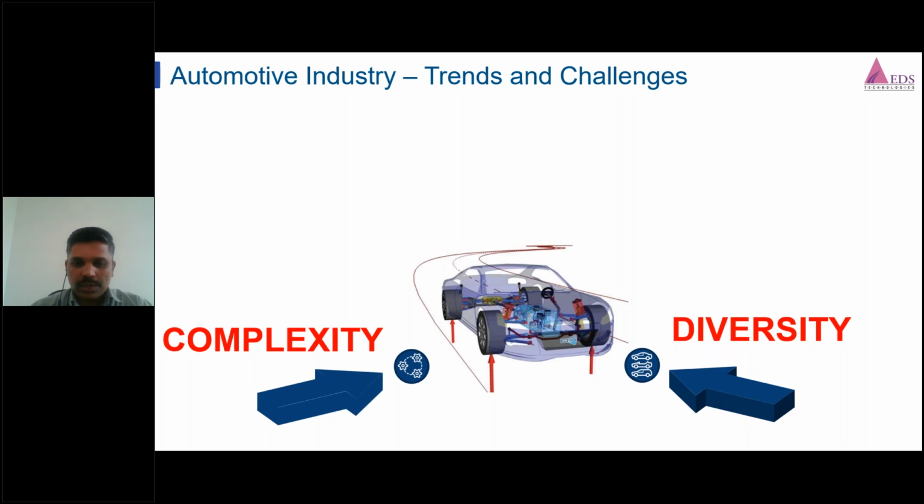Next is diversity. There is a huge and increasing amount of variants and potential different vehicle configurations. All these variants and configurations need to be managed and validated during the development process.